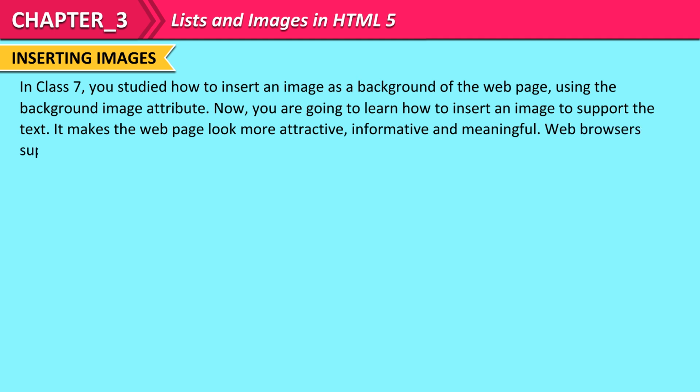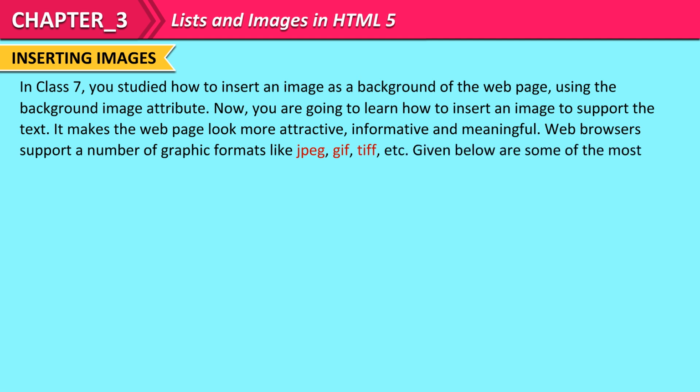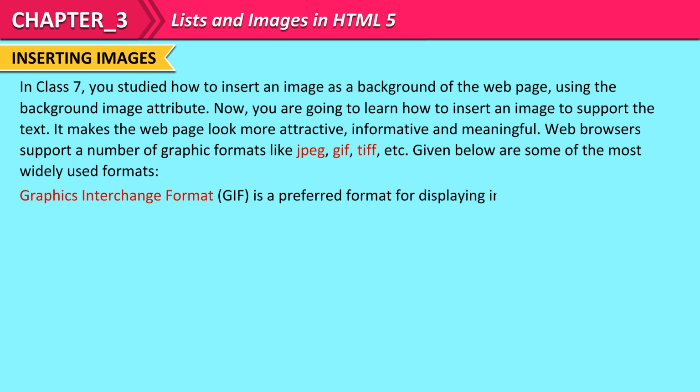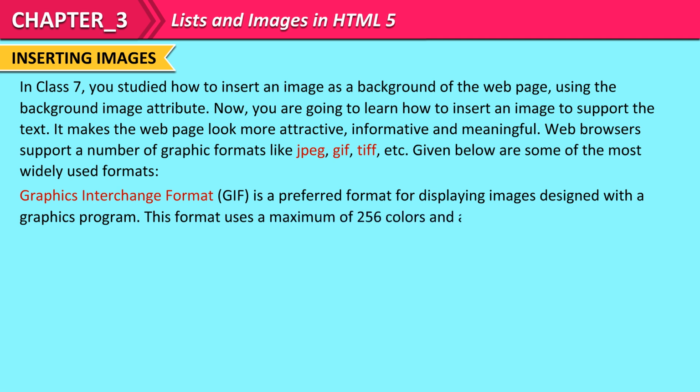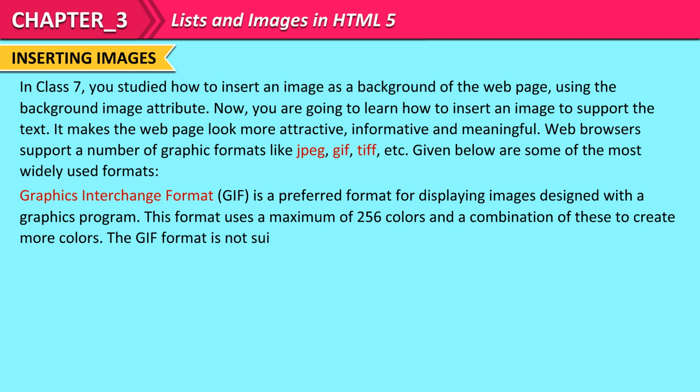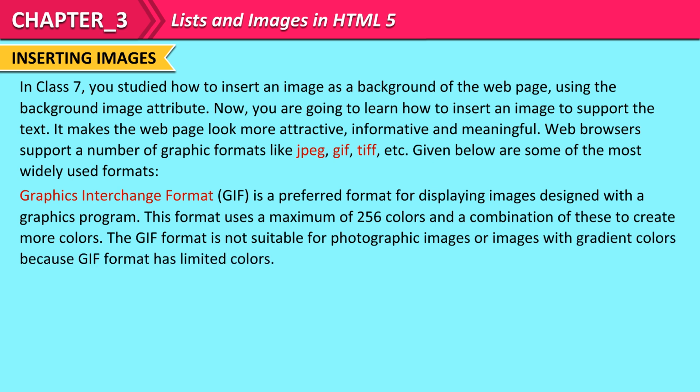Web browsers support a number of graphic formats like JPEG, GIF, TIFF, etc. Given below are some of the most widely used formats. Graphics Interchange Format (GIF) is a preferred format for displaying images designed with a graphics program. This format uses a maximum of 256 colors and a combination of these to create more colors. The GIF format is not suitable for photographic images or images with gradient colors because GIF format has limited colors.